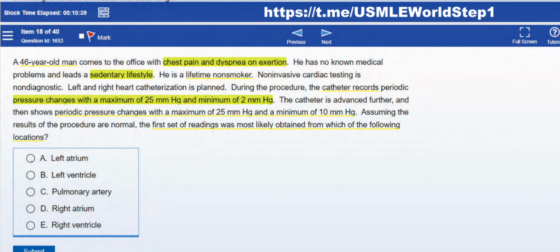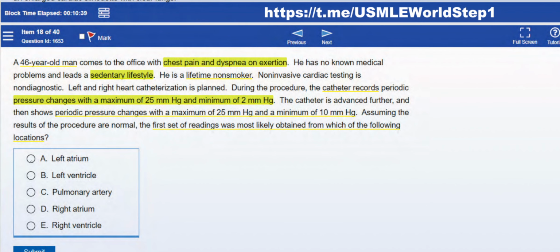During the procedure, the catheter records periodic pressure changes with a maximum of 25 mm Hg and a minimum of 2 mm Hg. The catheter is advanced further and then shows periodic pressure changes with a maximum of 25 mm Hg and a minimum of 10 mm Hg.